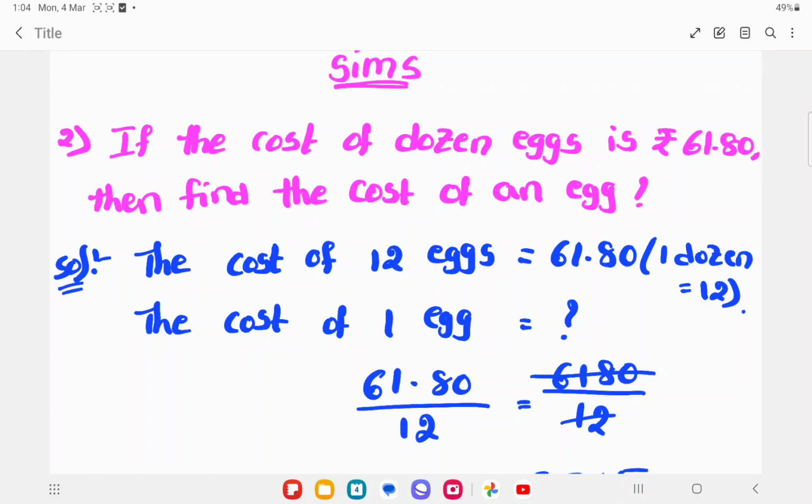Today's sum: if the cost of a dozen eggs is 61 rupees 80 paisa, then find the cost of an egg.